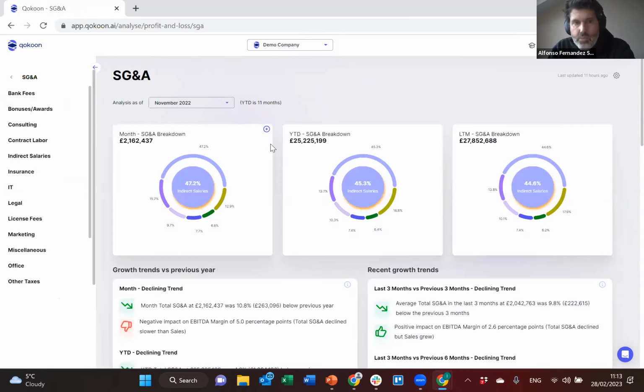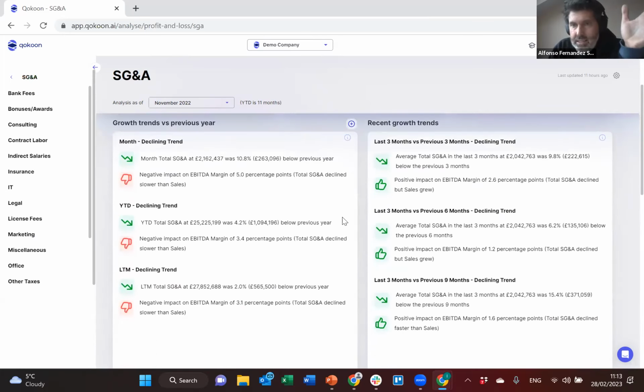For those 3 periods, month, year to date, and LTM, you have the breakdown of your SG&A. Okay, you see that indirect salaries is your biggest cost. Then you have travel, and then you have consulting. Another type of sentences we generate is within SG&A, but anything you click, even if it's rent or whatever, we will have the same sentences. But for overall SG&A, we compare things to the past on a month, year to date, and LTM basis.